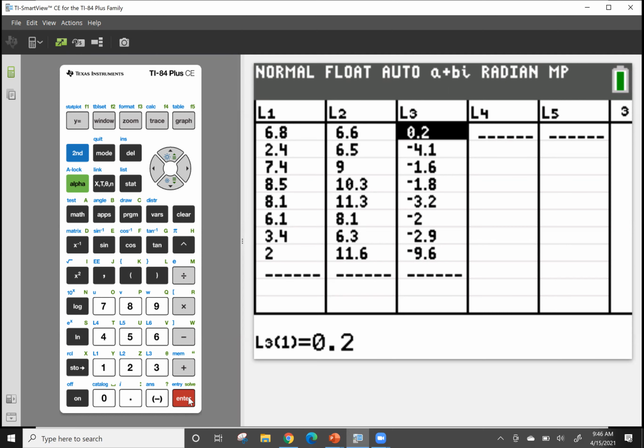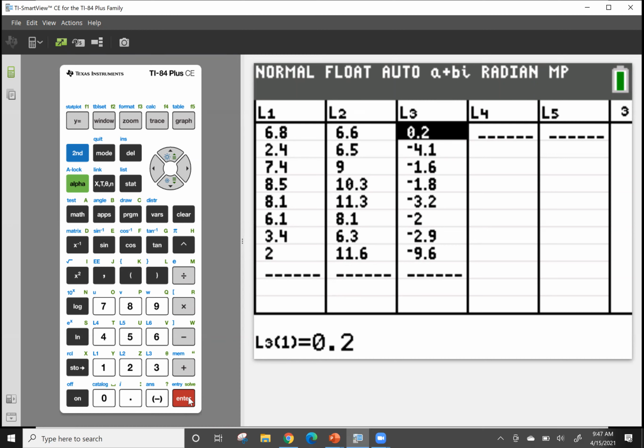Is that what you guys got? Did you get 0.2, negative 4.1, negative 1.6, negative 0.8, negative 3.2, negative 2, negative 2.9, negative 9.6? Hypnotism helped that person. So what this means is, it looks like from just the differences that only one person's hypnotism didn't help at all; their pain actually went up. Their pain level went up.